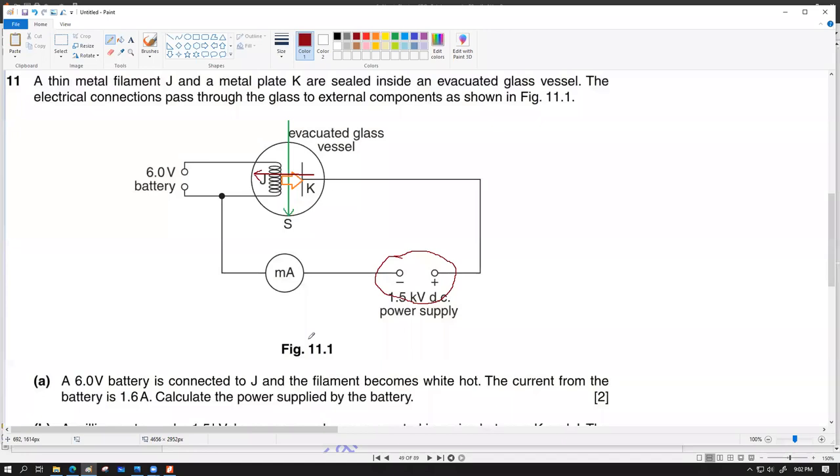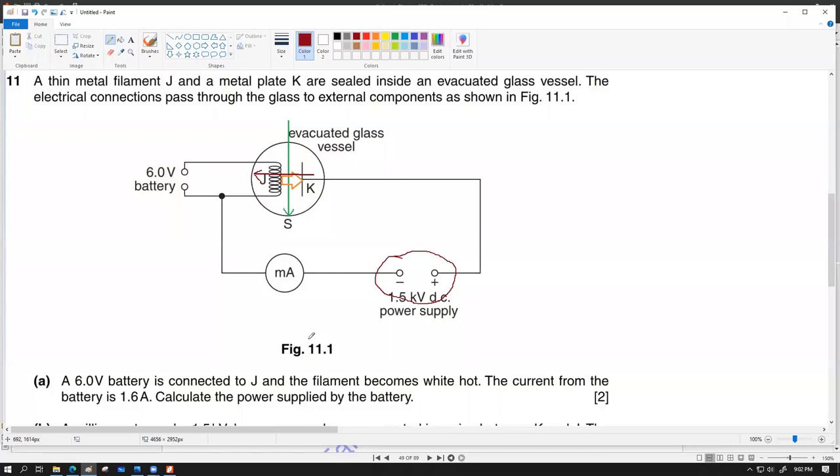I represented the electron flow by the orange arrow. I represented the conventional current by the brown arrow. Is the milliammeter current reading zero? Yes, that's the correct response.